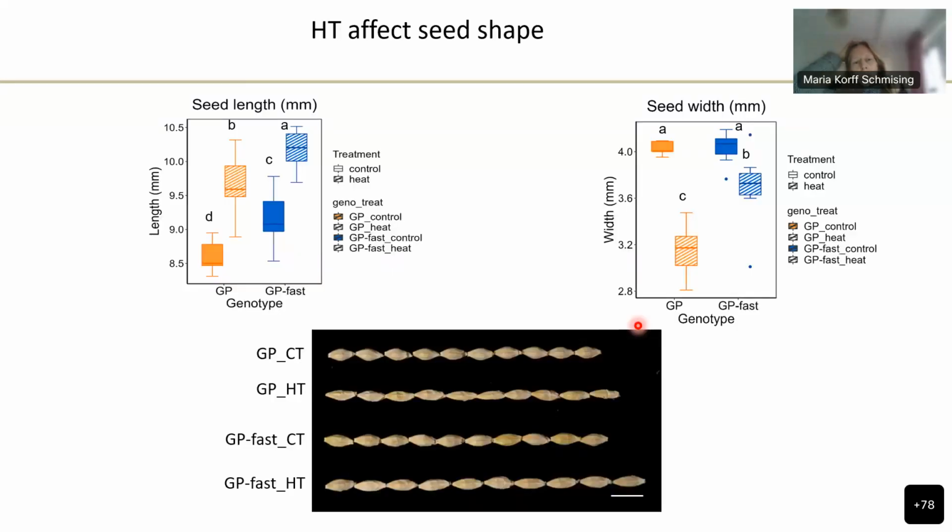So what was also altered was not only the seed set, but also the seed shape. And you see here the seeds in Golden Promise under control and high ambient temperature conditions. I'm not sure if you can see it, but really the seeds were much slimmer and longer under high ambient temperature conditions, in particular in Golden Promise, but also to some extent in Golden Promise Fast. And this is what you can see here. So there was an increase in the seed length under high ambient temperature conditions in both genotypes, but there was a decrease in seed width, in particular in Golden Promise, and to a lesser extent in Golden Promise Fast.